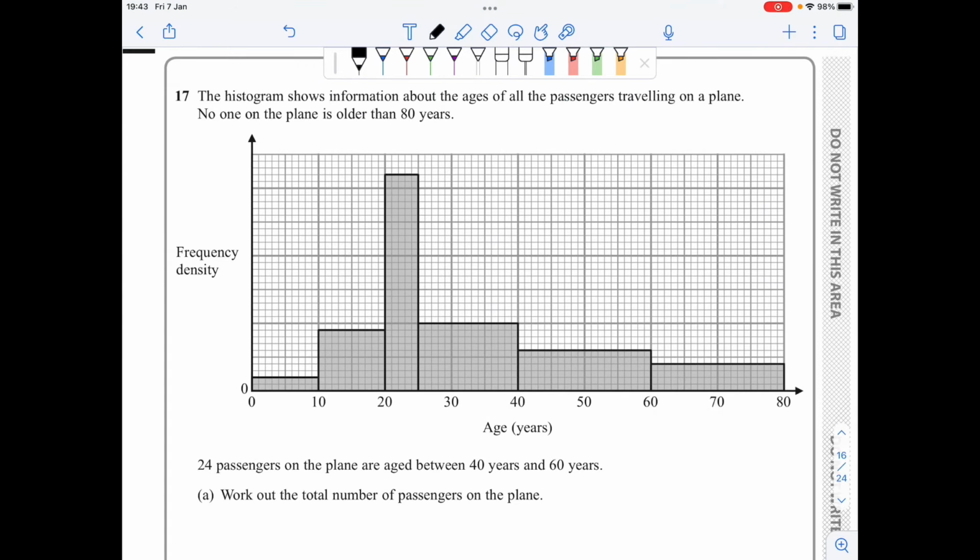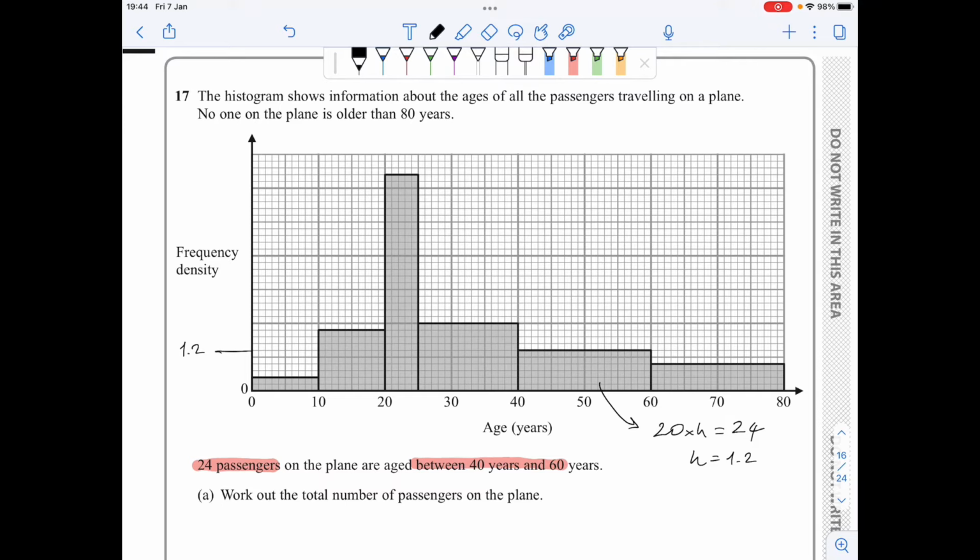I'll start this question by noting that 24 passengers are between 40 and 60, which means that in this class, the area is equal to 24. So 20 times the height of that bar is equal to 24. 20 is the base of that rectangle. So the height is 1.2. So I can label now here as 1.2.